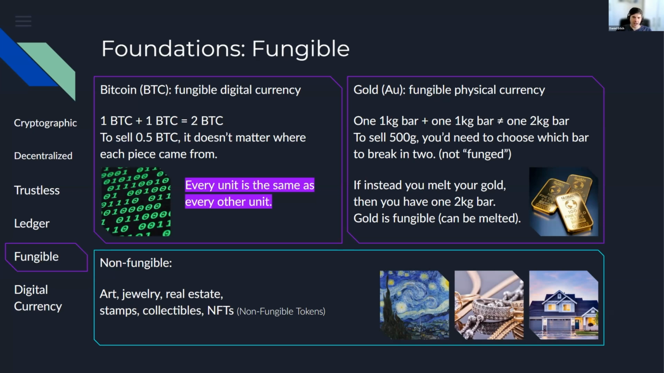Now, if you compare these two, which are fungible, with non-fungible at the bottom, non-fungible means everything that is different from other units. So expensive art, jewelry, real estate, collectibles, and NFTs, as we'll see later on.